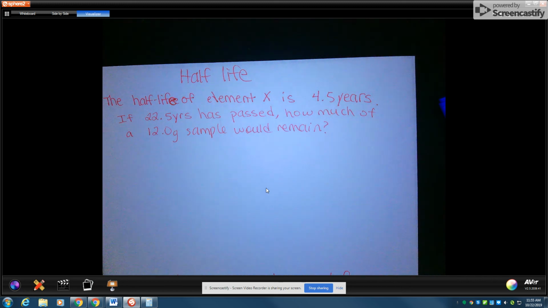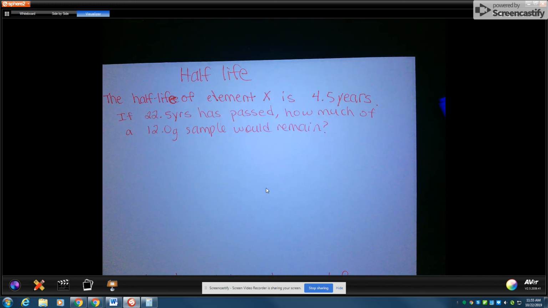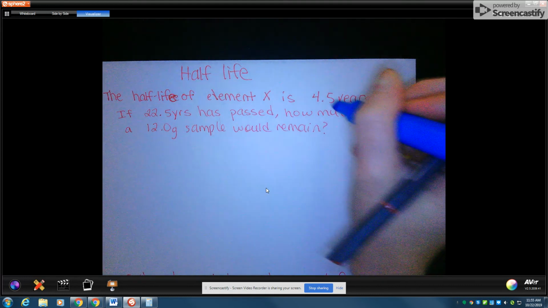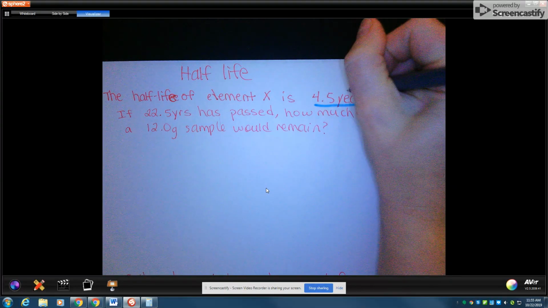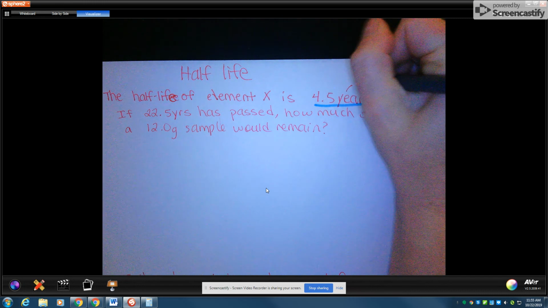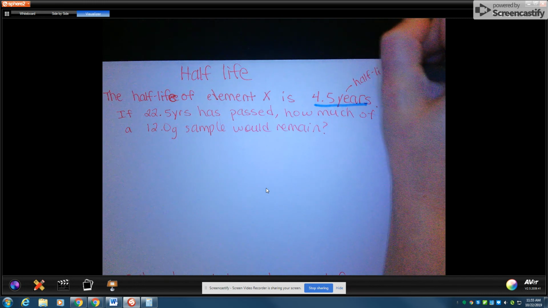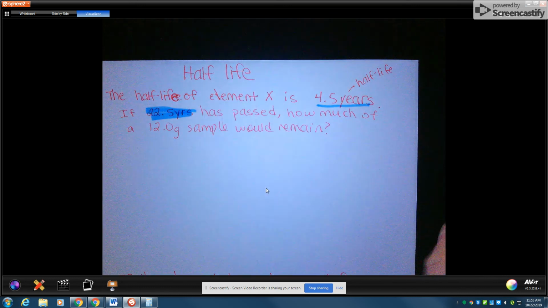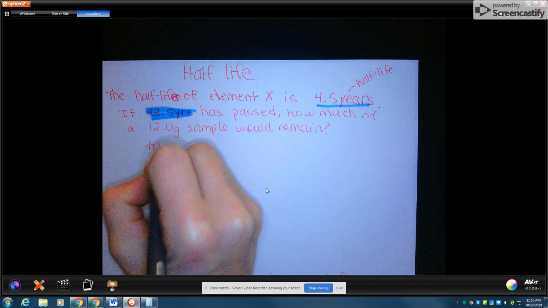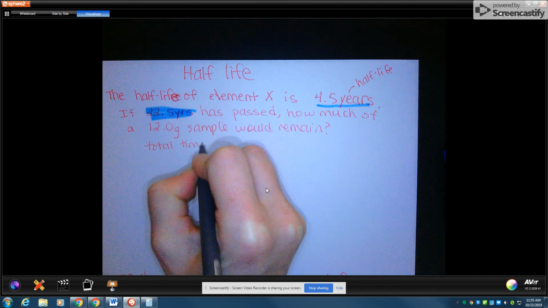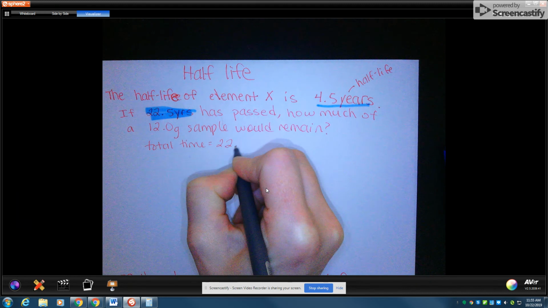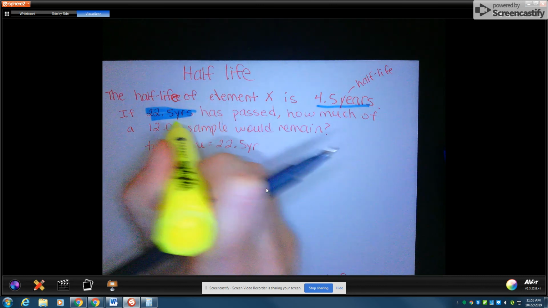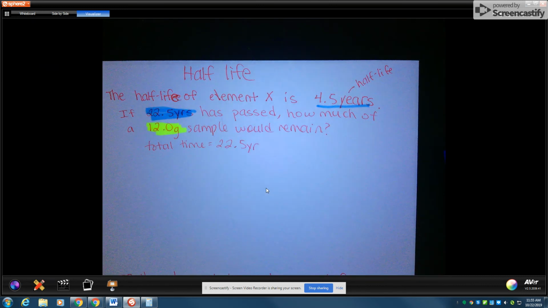In this video, I'm going to do a couple half-life problems. So the first one, the half-life of element X is 4.5 years. So this is important, and this tells us how long each half-life is. If 22.5 years has passed, so this is our total time, how much of the 12-gram sample will remain? So that's our sample size.